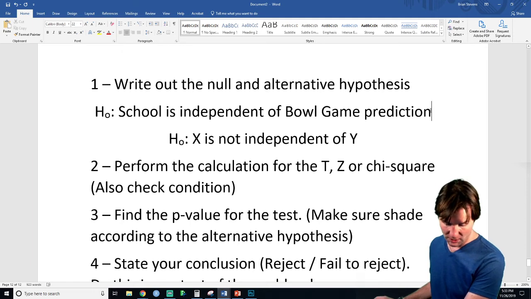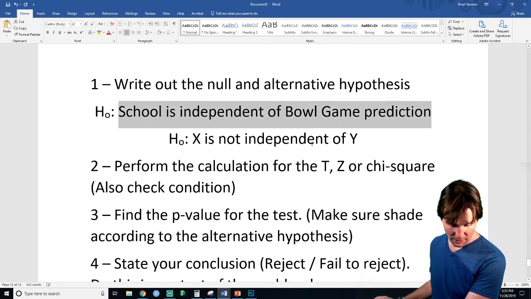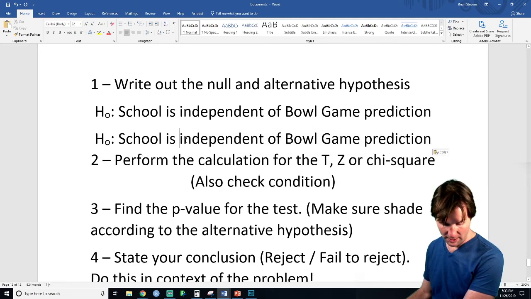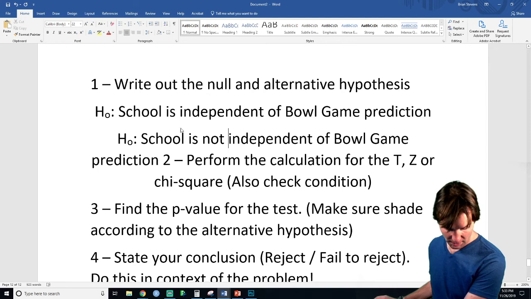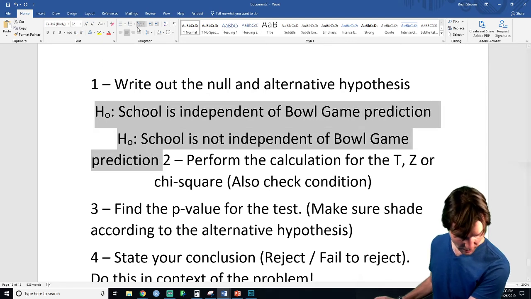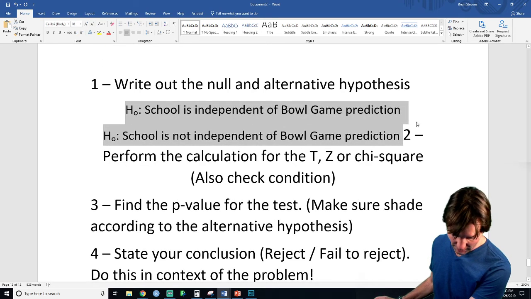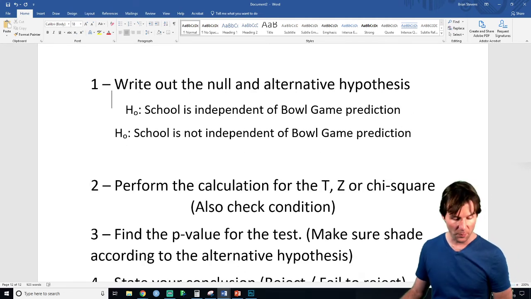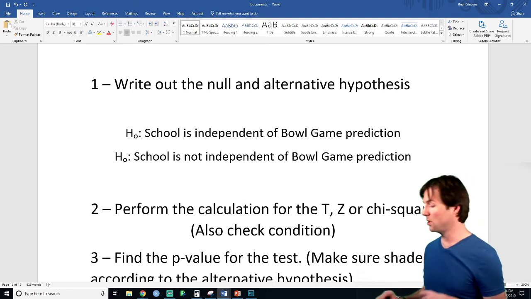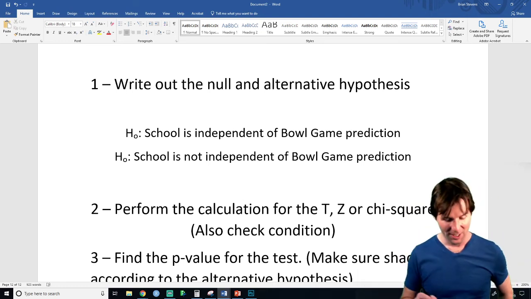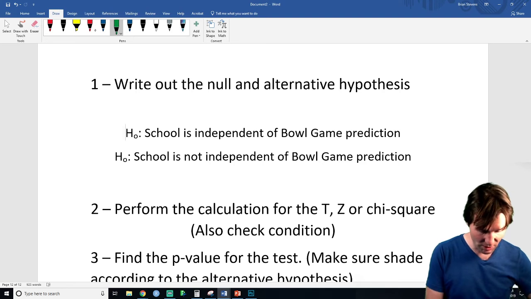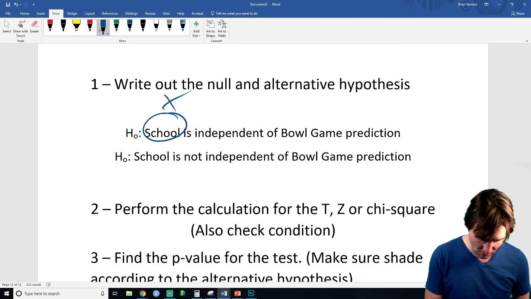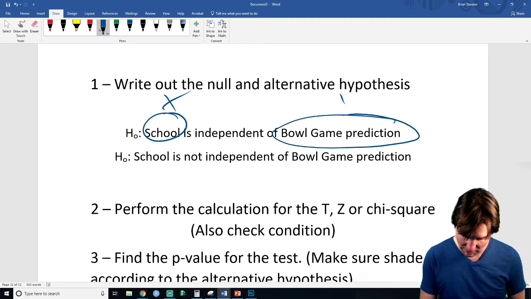And then we could just take this and we would write school is not independent of bowl game prediction. So that is our null and that is our alternative right here. Please note that we're going to make sure you guys know that this is the x variable right here. School is your x, and bowl game prediction is your y.